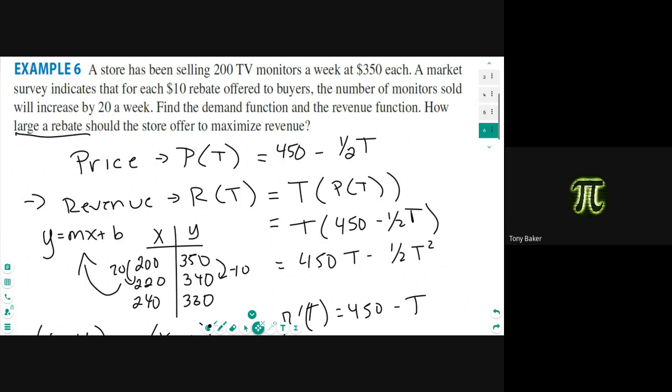That's perfect. Great. Now the question was asking, well, how much of the rebate do I got to put in? We have to put $125 rebate. So we cut the price of the TV from $350 to $225, and that makes me the most amount of money.